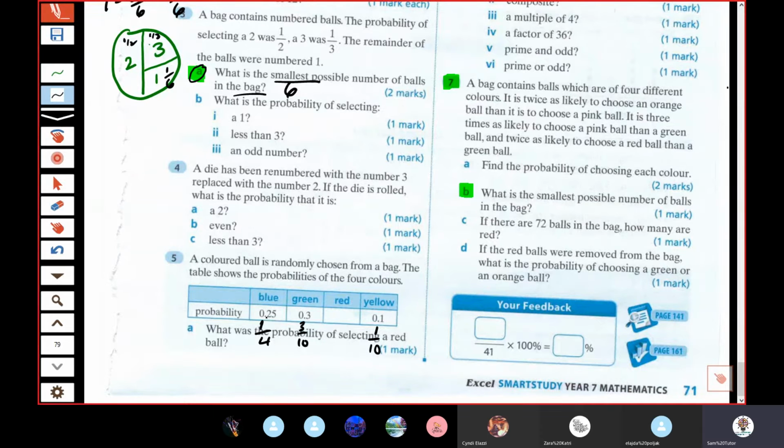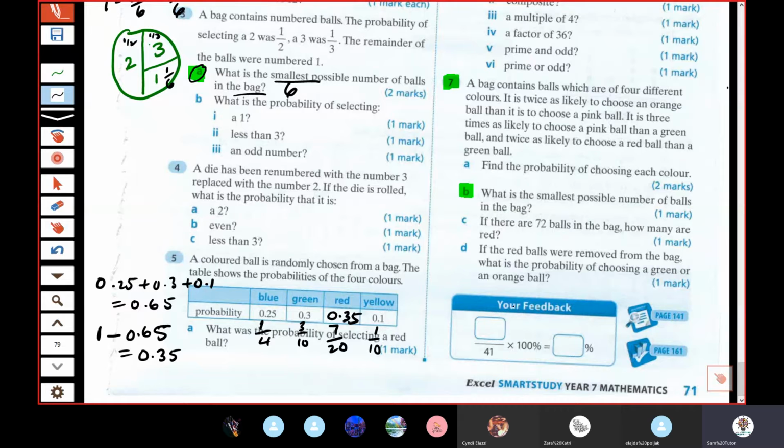And then to work out a red, we just added up all of these probabilities and then subtracted to find red. So 0.25 plus 0.3 plus 0.1 is 0.65. That means red must be 0.35. Again, 1 whole, take away 0.65, which is 35 over 100, so 0.35 as a fraction should be 7 over 20.